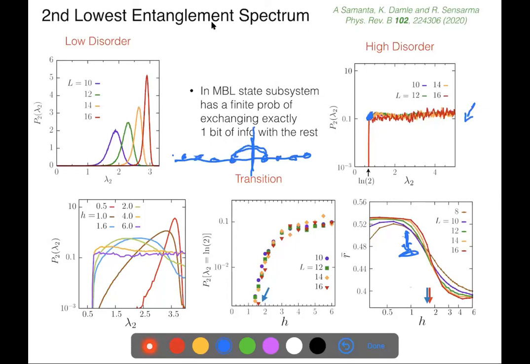I think maybe one last question from my end. How telltale is the signature of this behavior in terms of the entanglement spectrum? Is there any counterexample where there is a power law in the entanglement spectrum, but it's not MBL?